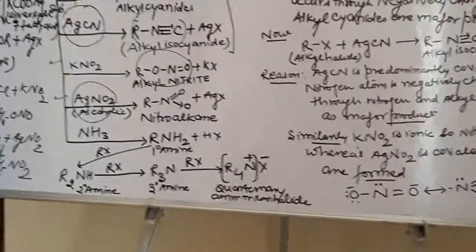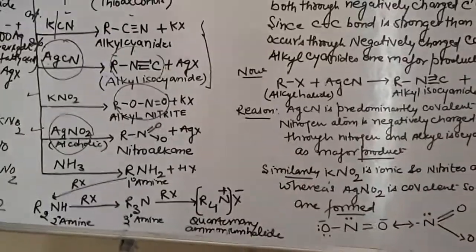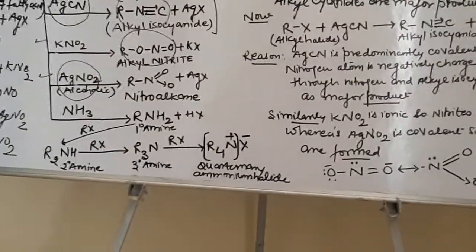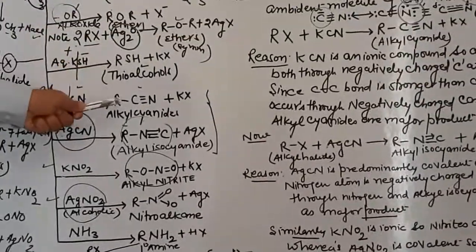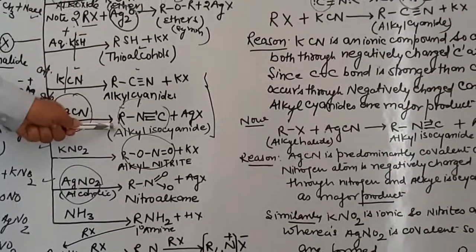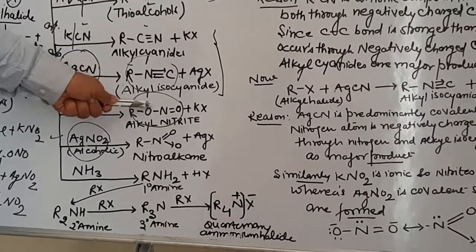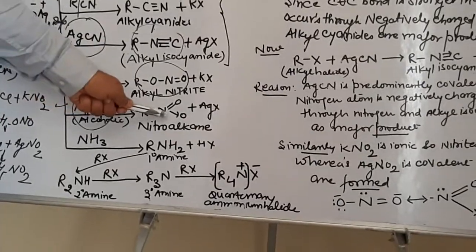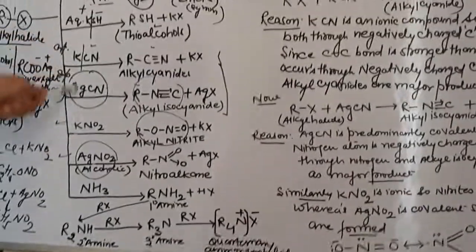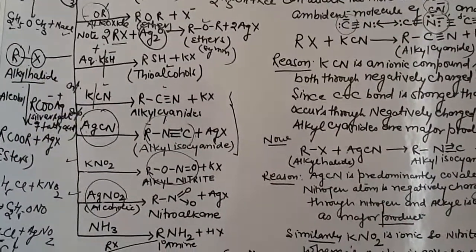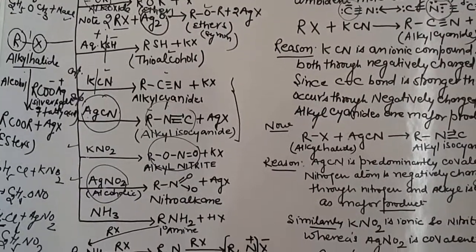So see over here, from alkyl halide we may prepare alcohol, ether, thioalcohol, cyanides, isocyanides, the nitrite compound, and the nitro compound. What is the mechanism of all these reactions? It follows nucleophilic substitution.